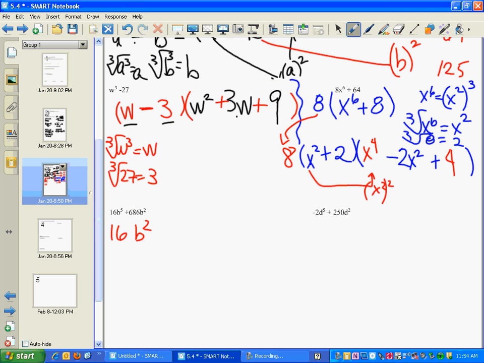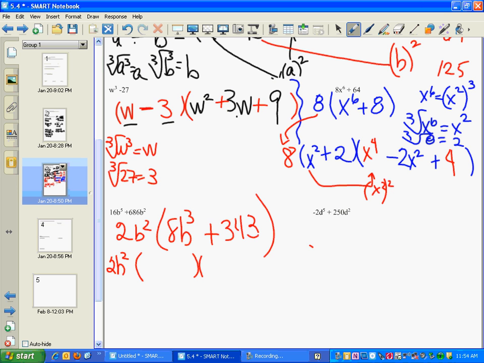Okay, I'm just going by what you're saying. So then that gives me 8b to the 3rd plus who? 343. Okay, it's a really big number. So 2b squared, open our parentheses, and you set up your signs.